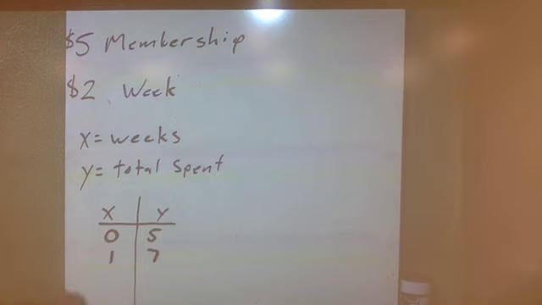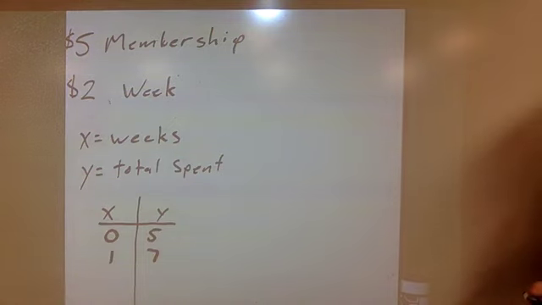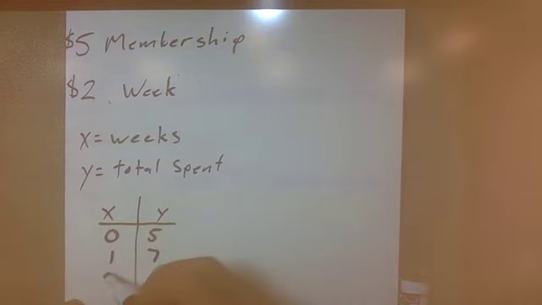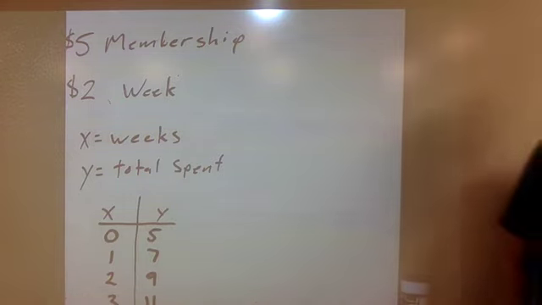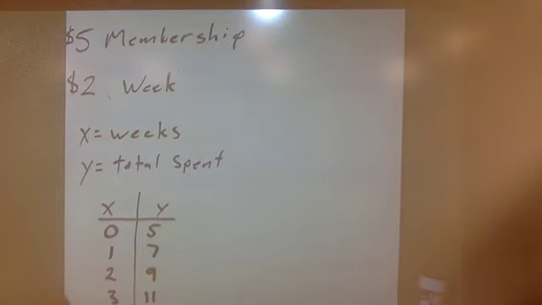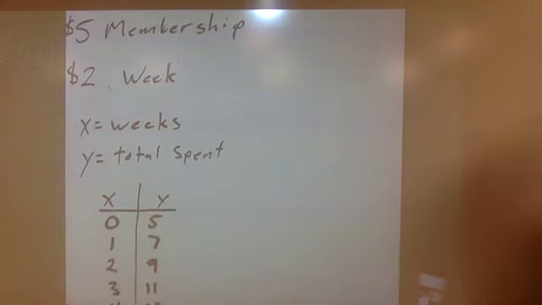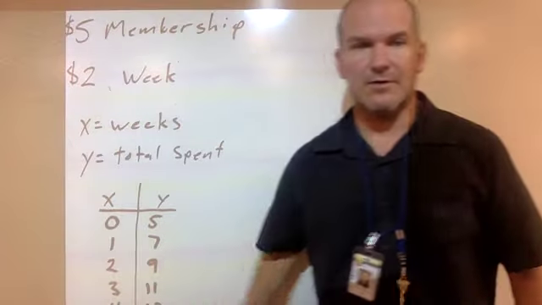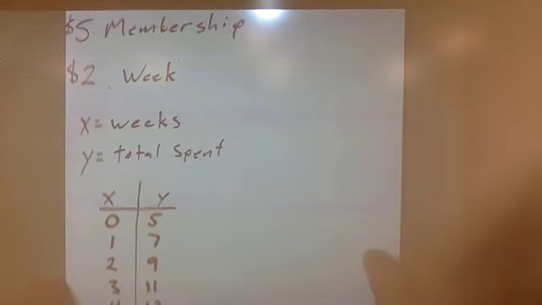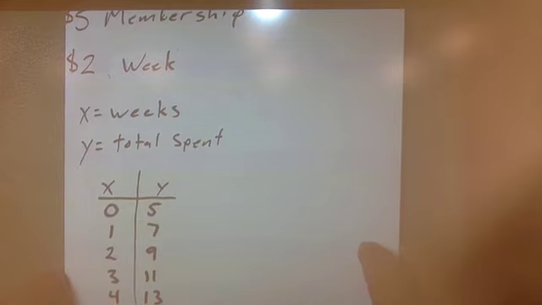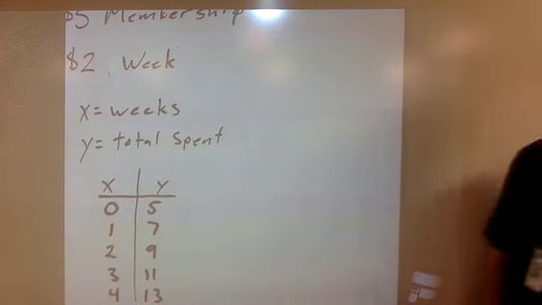Let's say you go for 2 weeks. 2 weeks, that cost you $4 because $2 per week is $4. Plus the $5 to get in, now you're up to $9. You see the pattern here? 3 weeks, that'd be $6 plus your $5 to get in. 4 weeks would be $8 plus your $5 to get in. So that pattern is going to continue to add $2 per week. Every week that you add, that you go, you have to add another $2 onto the total amount that you've spent. So how does this translate into a graph?